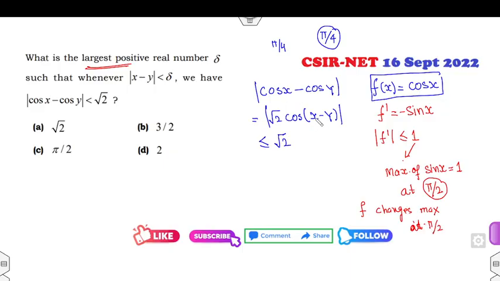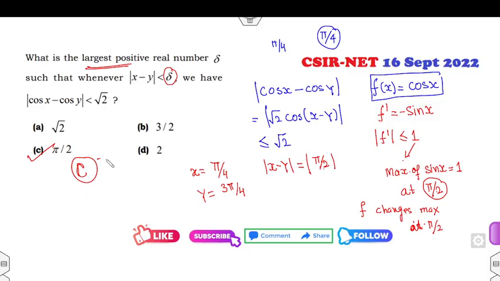Now, since I computed it as pi by 4, I can choose any number. Say x is pi by 4, y is any other number, 3 pi by 4. Then what is x minus y? x minus y is pi by 2. So you can see I already obtained the max value occurring at pi by 2. So the delta will be pi by 2, which is the right answer of this problem.